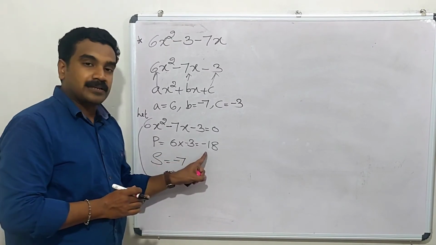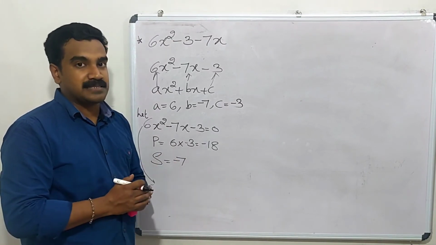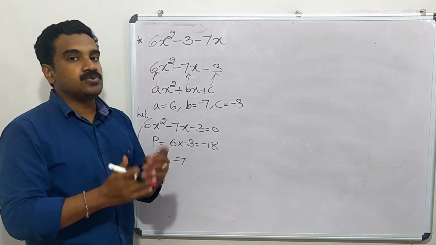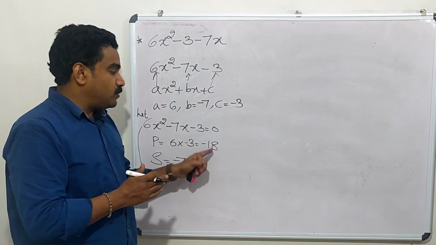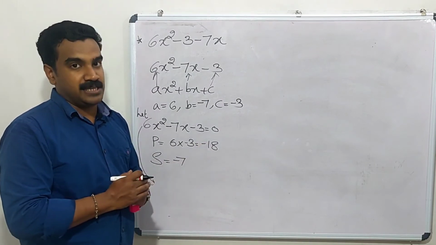The sign of the product is negative. It means that the two numbers are of different signs. One is positive and the other one is negative. So adding means subtracting. So when you multiply, you want to get negative 18.